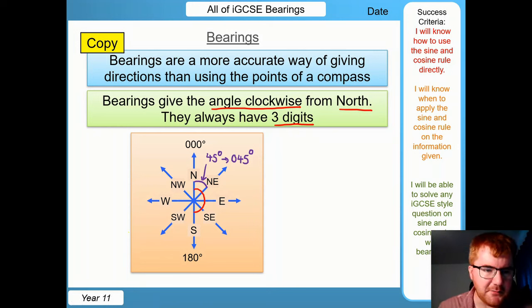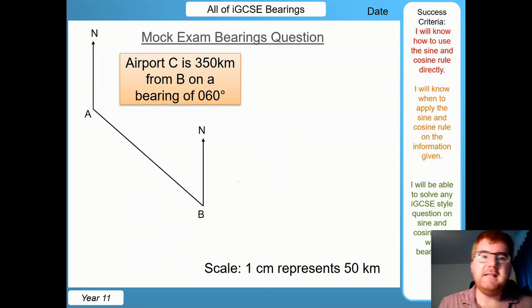Let's do one more example just so you can get used to this. Let's get a different color out. Let's go with yellow this time. So say we want to go to west. So again, we have to always start from the north line. We always go clockwise like the clock, and we go all the way around until we hit here. So we get this big reflex angle. Well, if this is 90, this is 90, and this is 90, three lots of 90, well, that's equal to 270 degrees. Notice we don't need to put a zero in front of the two because it already has three digits. Now let's look at some quick example questions, really getting used to doing it.